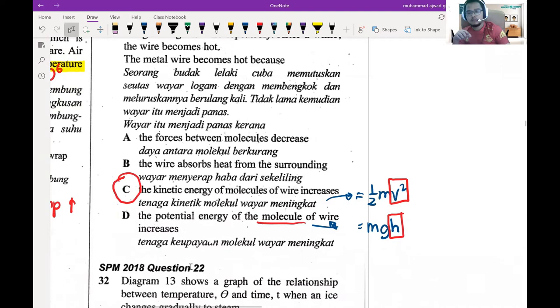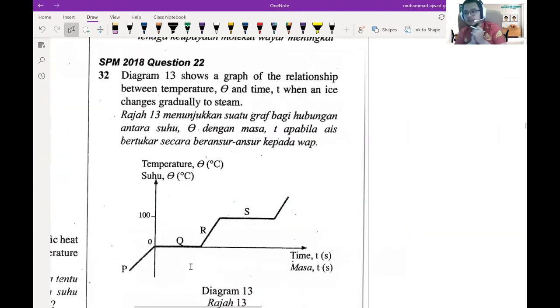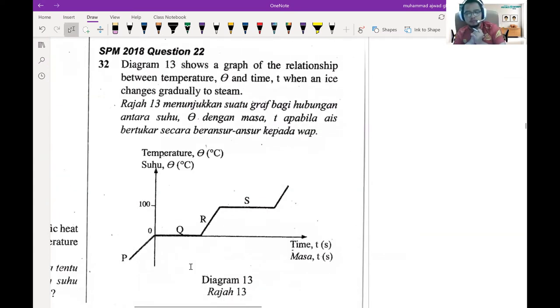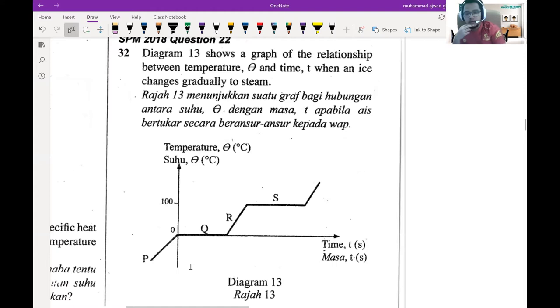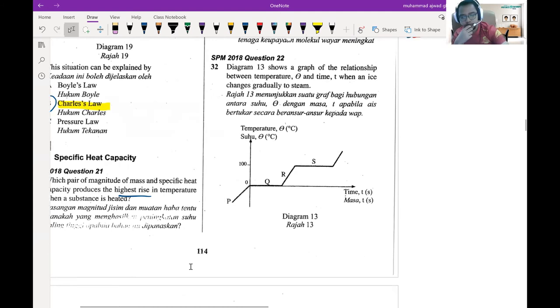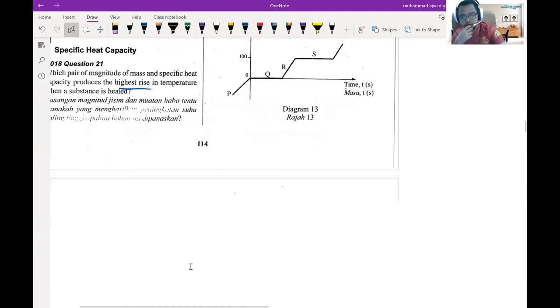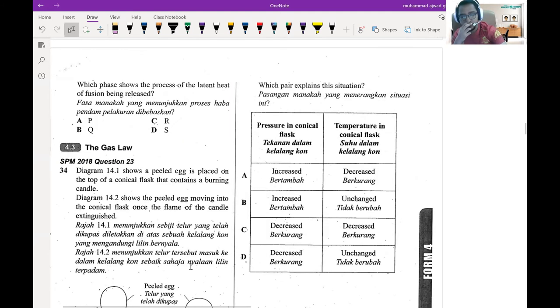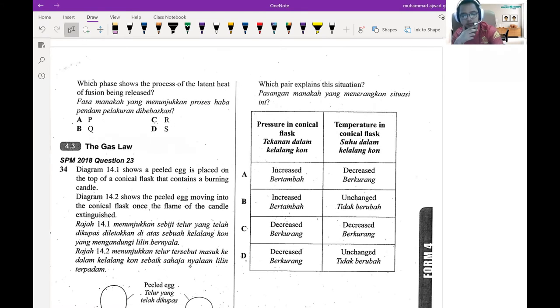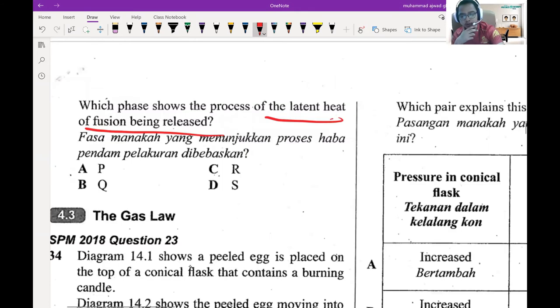22. This is a heating curve. Maknanya tahun ni ada dua soalan pasal latent heat. Okay, so graph between temperature and time. So soalan dia adalah: which phase show a process of latent heat fusion? Latent heat fusion being released.